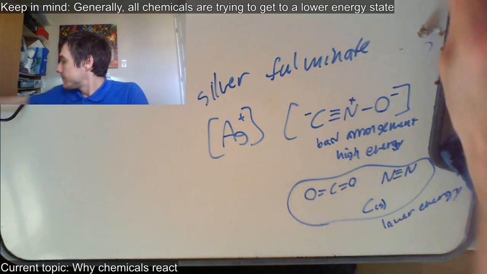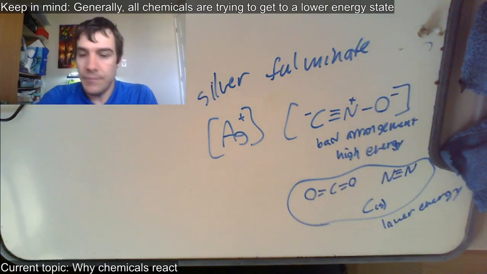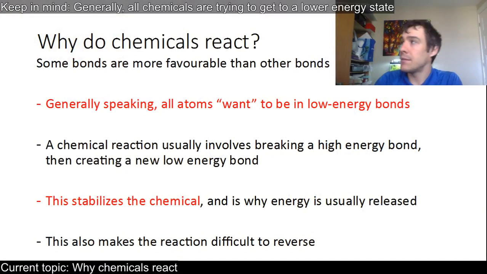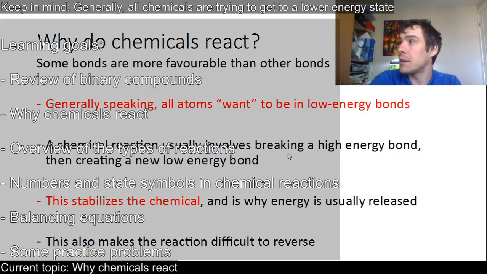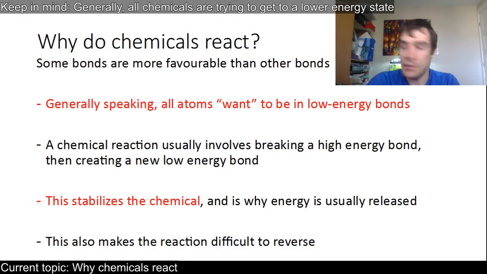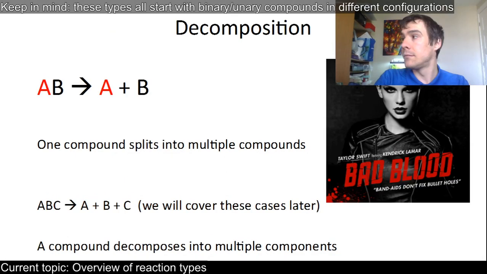All right. So that is why chemicals react. They're going to a lower energy state. This is what makes it hard to reverse. But we can reverse it by putting in energy most of the time. All right. Next up in our list is an overview of the types of reactions. So I'm going to pause. So, an overview of reaction types.